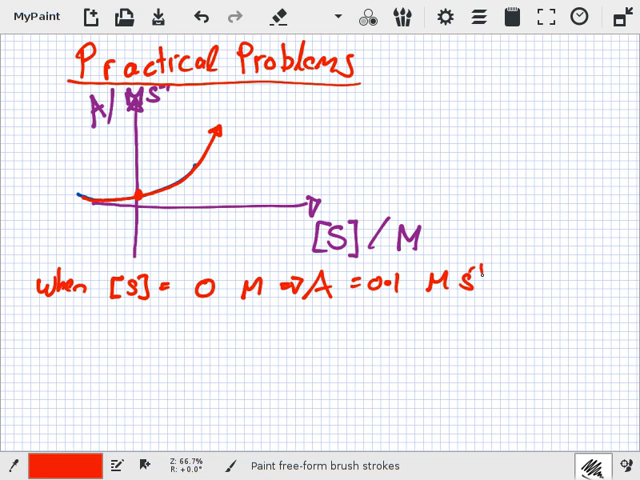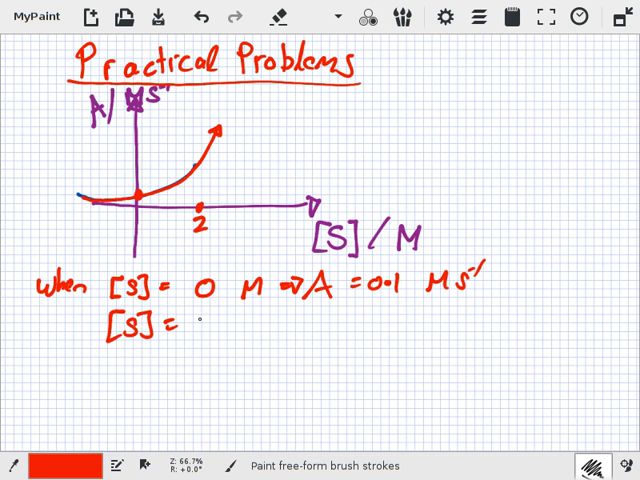And then they'll give you another piece of information in the question. They'll say when the substrate concentration is equal to, what value would be here? How big are you going up on the x-axis? Just roughly. It could be 1 molar or 2. Okay, we'll go up to 2 here.